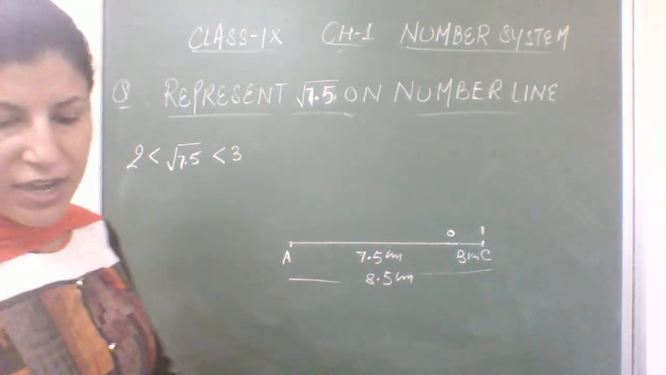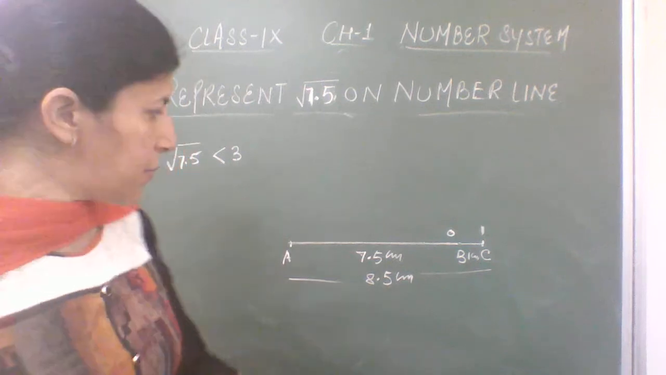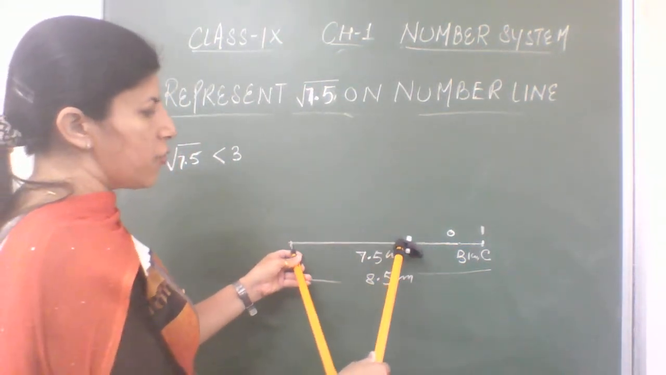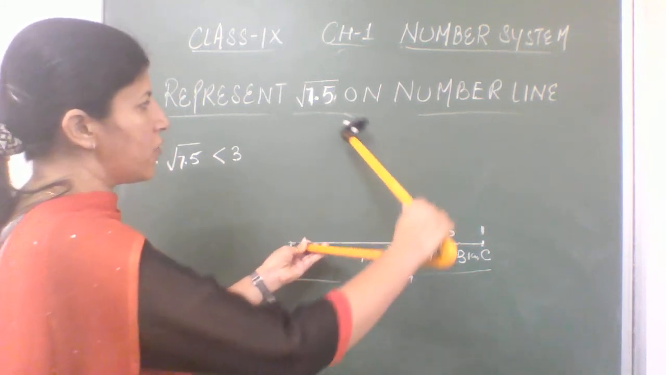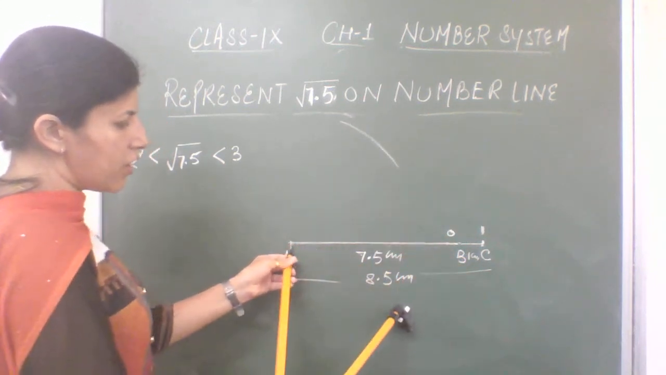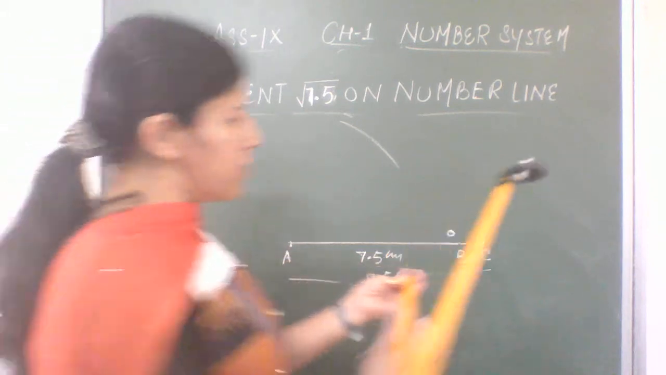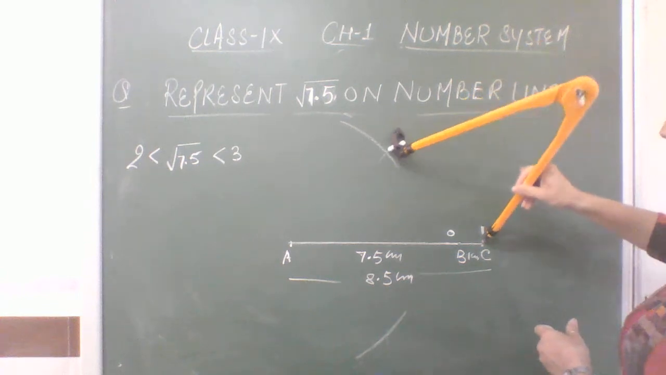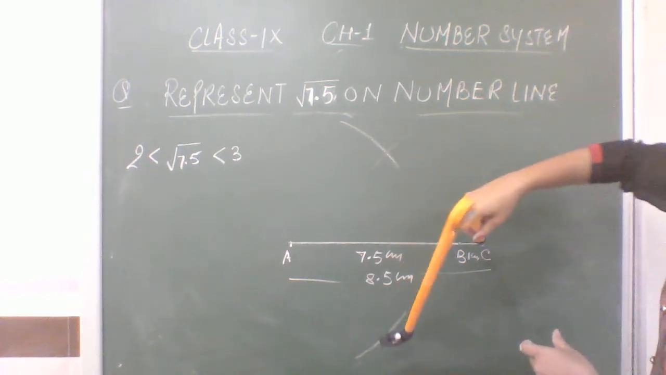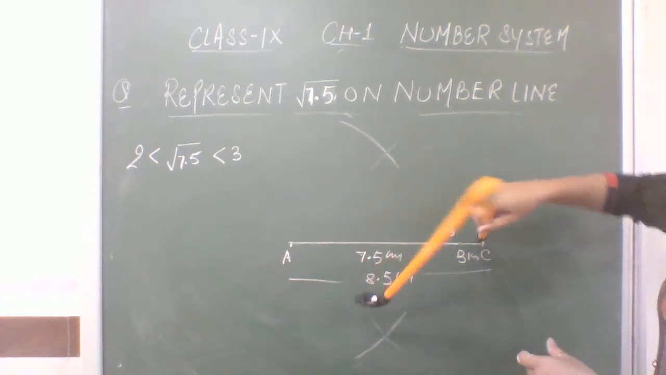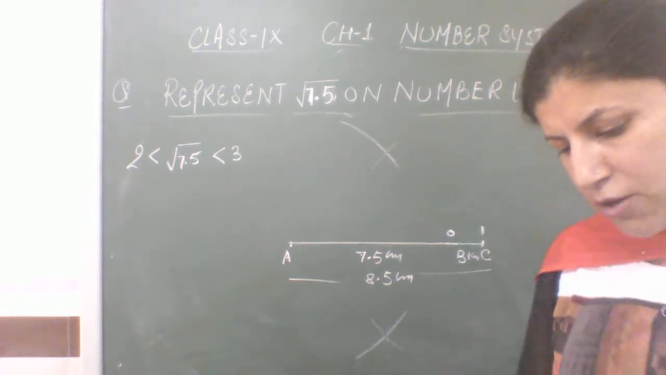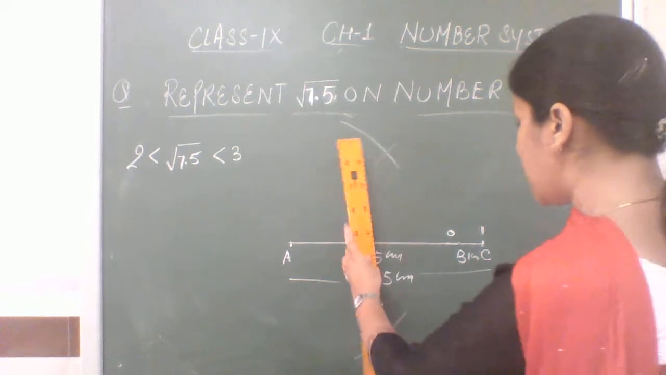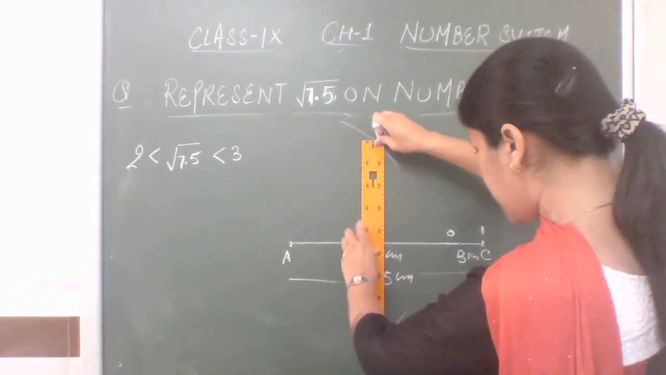Now what next do we have to do? We have to draw the perpendicular bisector of AC. Take your compass, place it at A, open your compass more than half, draw one arc above the line and one below the line. With the same opening, place it at C, draw one arc above the line and another arc below the line. Now join both these two intersecting points and you will get the perpendicular bisector of this line segment AC.